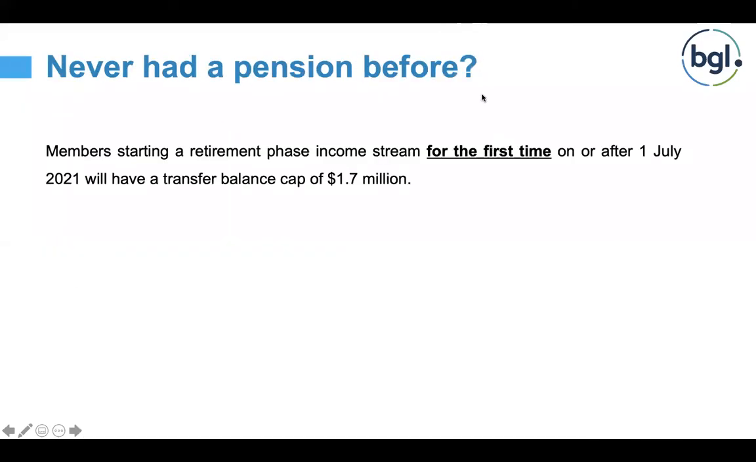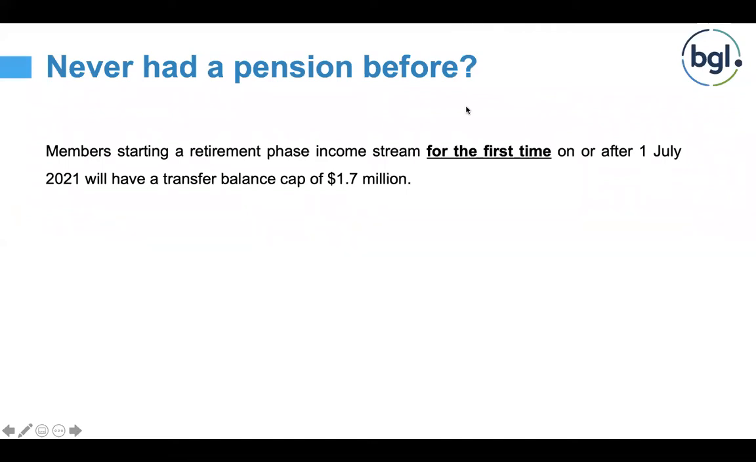So our first example is going to be the person that has never had a pension before. If you've never had a pension before, or a pension balance between 1 July 2017, which is when all this T-bar nonsense came about, to 2021, good news, your cap is going to be at 1.7 million. So you're going to get the full benefit of that cap.